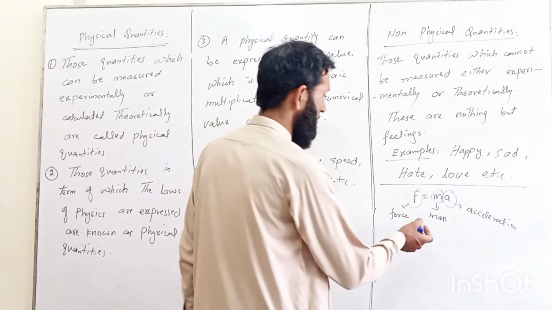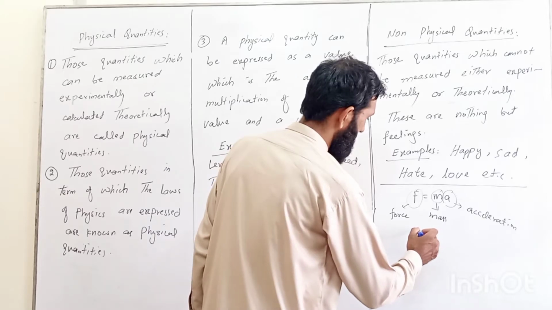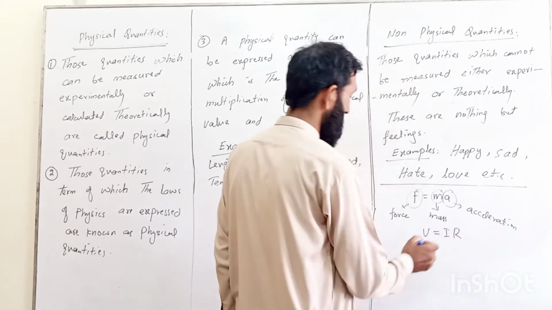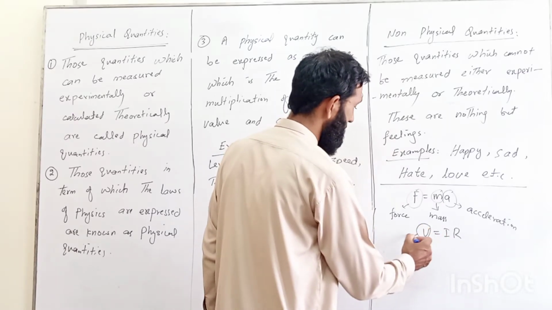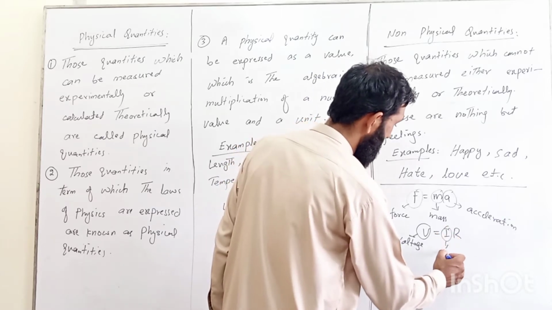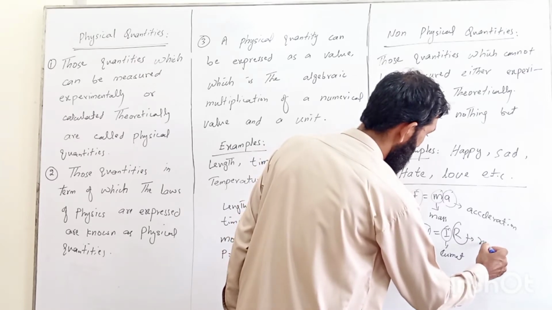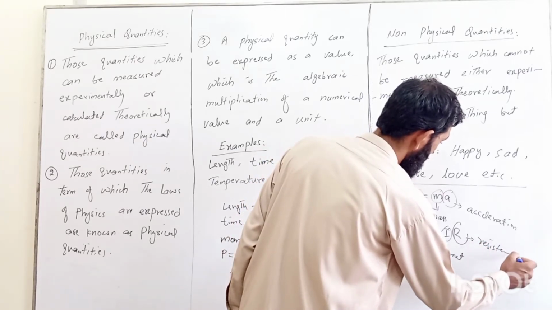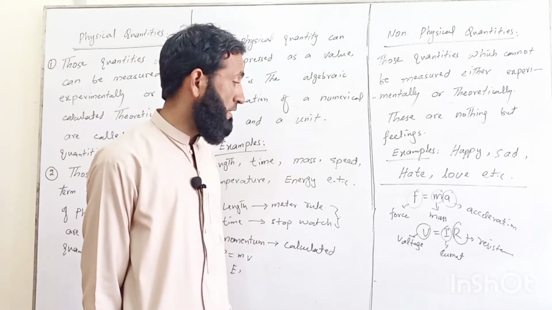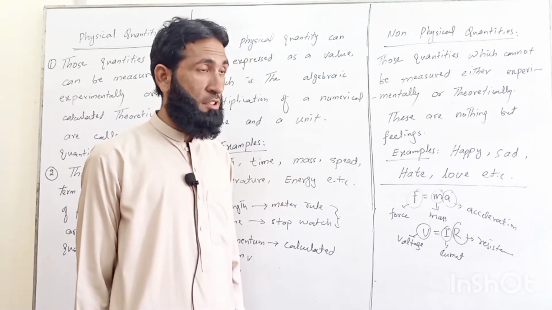For example, if we write another law, Ohm's law, V is equal to IR. That is, V represents the voltage. This is also a physical quantity. I represents the electric current, and R represents the resistance of the conductor material. So these quantities combined show Ohm's law.